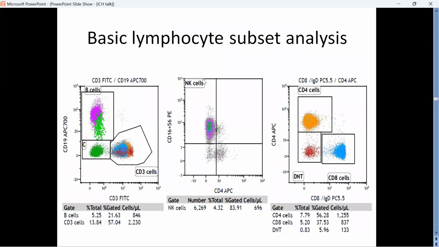Coming back to the basic lymphocyte subset analysis. Once we get the lymphocytes, they are divided into CD19 positive cells, which are the B lymphocytes, CD3 positive lymphocytes, which are T lymphocytes, and CD56 and 16 positive lymphocytes, which are NK cells. Now the CD3 positive cells can be further divided into CD4 T helper cells and CD8 positive cytotoxic T cells, and you have double negative T cells. So this is a normal lymphocyte subset where you can find a good population of each subset in these plots.